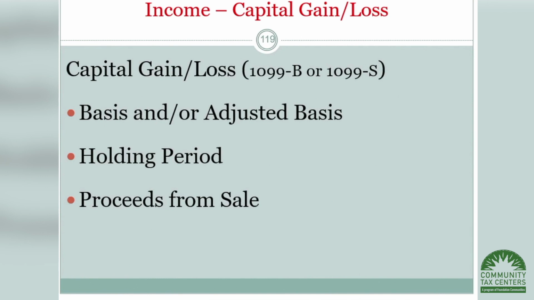So capital gains and losses, it's a 1099-B or a 1099-S. It's the basis or the adjusted basis, and it's based on holding period, as well as the proceeds from sales. We'll look at the form so that you can see what it actually looks like.